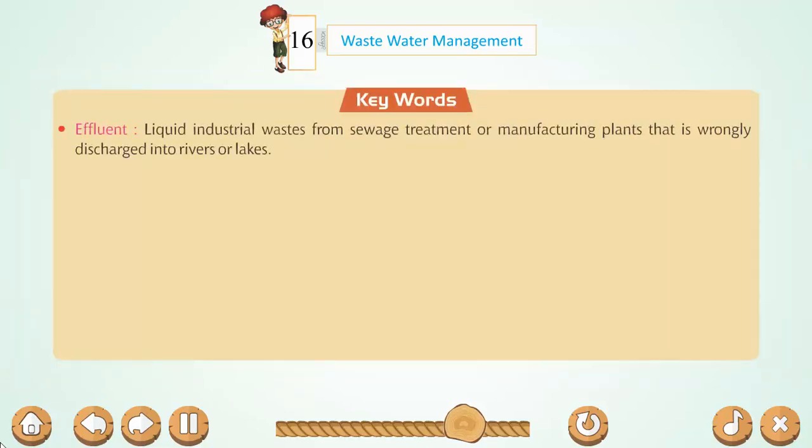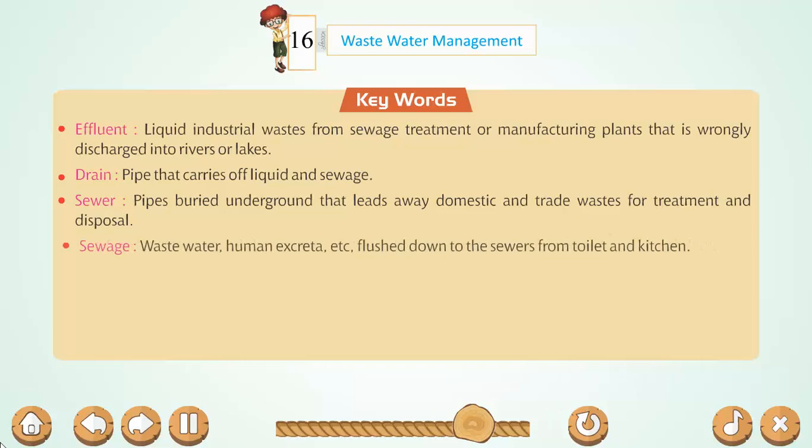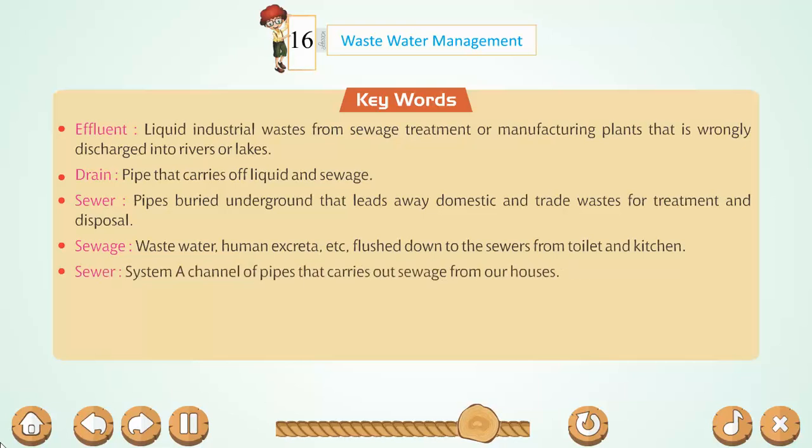Keywords: Effluent, liquid industrial waste from sewage treatment or manufacturing plants that is wrongly discharged into rivers or lakes. Drain, pipe that carries off liquid and sewage. Sewer, pipes buried underground that lead away domestic and trade waste for treatment and disposal. Sewage, wastewater, human excreta, etc. flushed down in the sewers from toilets and kitchens. Sewer, a system or channel of pipes that carries sewage from our homes.